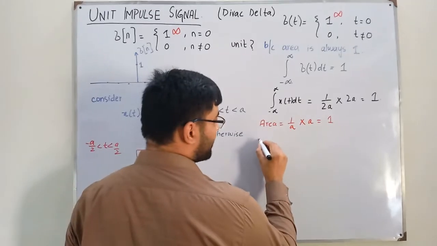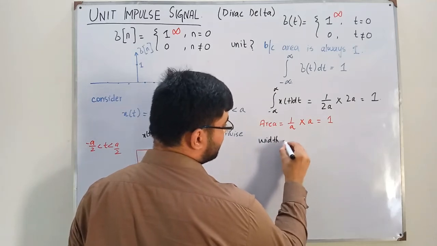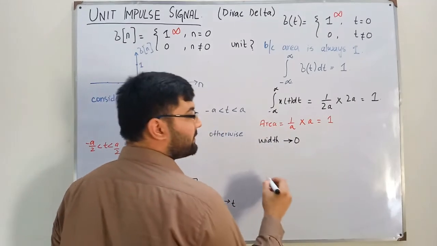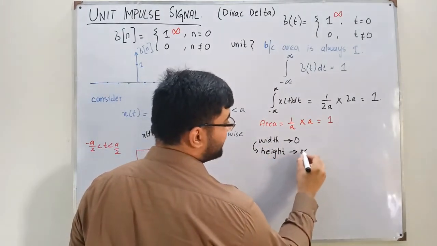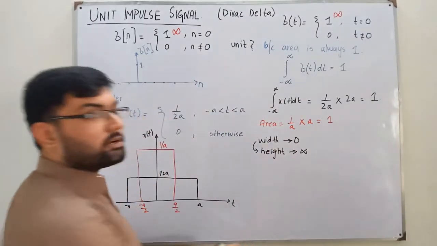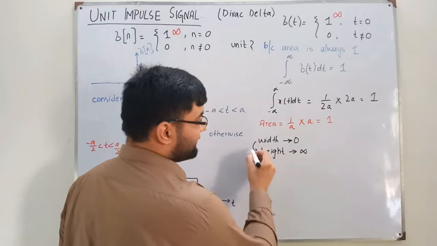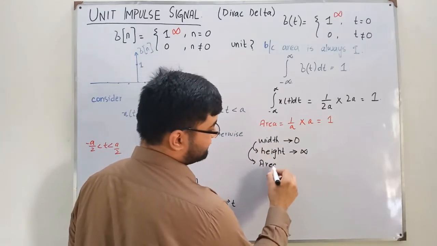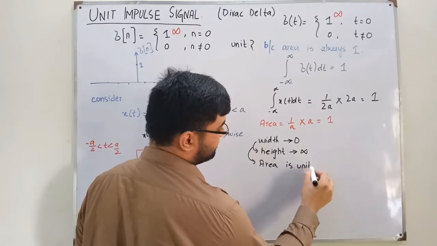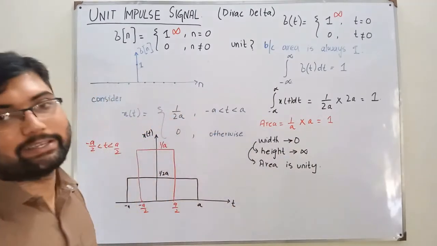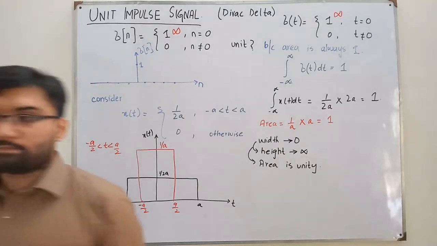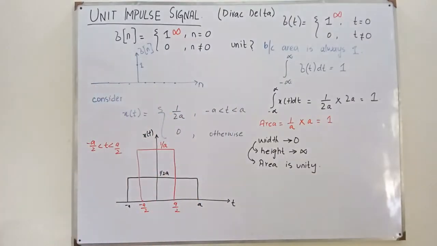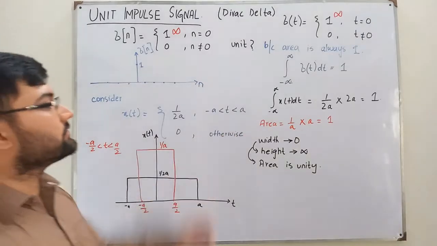So if I write it over here, if the width tends to 0, this would imply the height tending to be infinite, and this is the case. Width is 0, height is infinite, but the area is still unity. And this is the case that I told you, that this is undefined at t is equal to 0. So this is the simplification of the unit impulse signal.